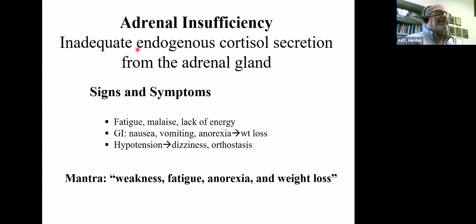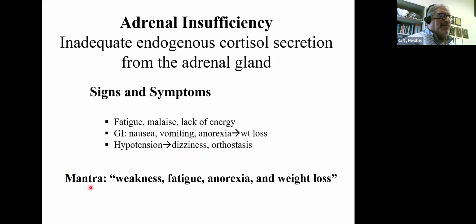So adrenal insufficiency is basically inadequate endogenous cortisol secretion from the adrenal gland. It's just not doing its job for a variety of reasons we'll get to. Now, this is what I teach the medical students, and this is the best way I think to think about it. Again, a protean disease. It can look like a lot of different things, and you just don't want to miss it because of its lethality. Fatigue, malaise, lack of energy, GI, some nausea, vomiting, anorexia, and weight loss, and low blood pressure and hypovolemia, leading to dizziness and orthostasis.